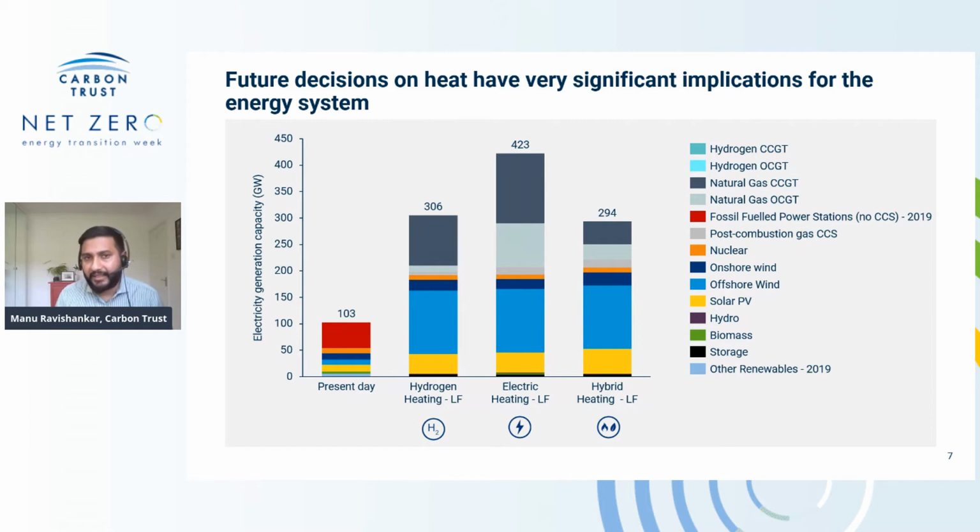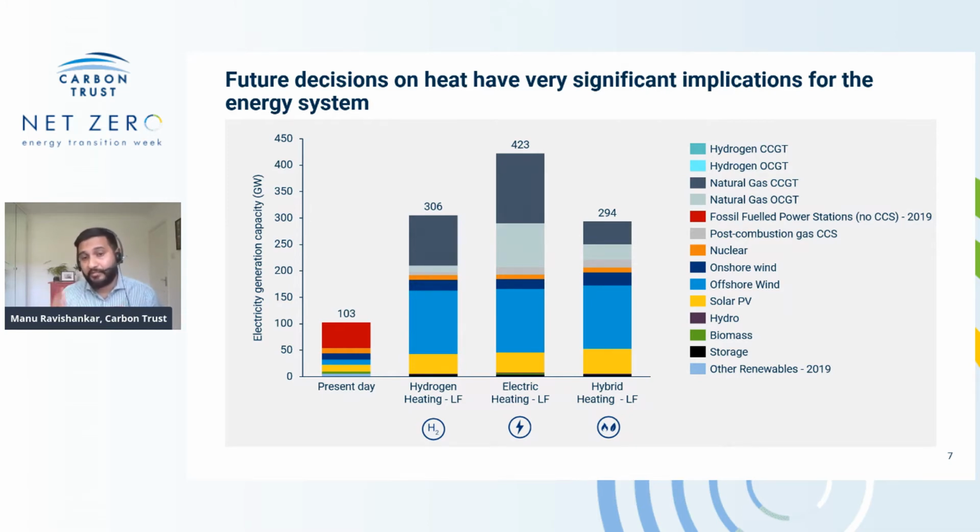Now, the second key insight is that there are capacities that are quite sensitive to what heat strategies we take. In this, we look at gas generation. Gas generation capacities are very important because they give support during peak periods, but the optimal level depends on what heat scenario we choose. But this is also critically reliant on the availability of CCS infrastructure.